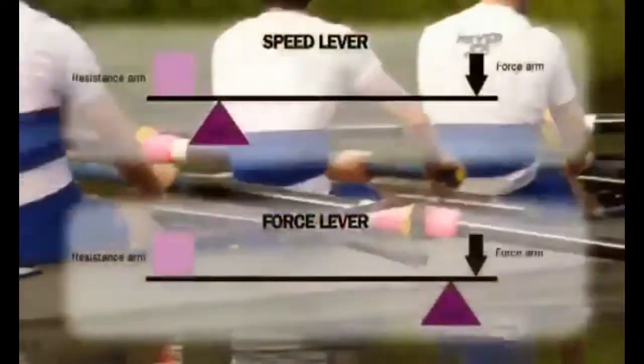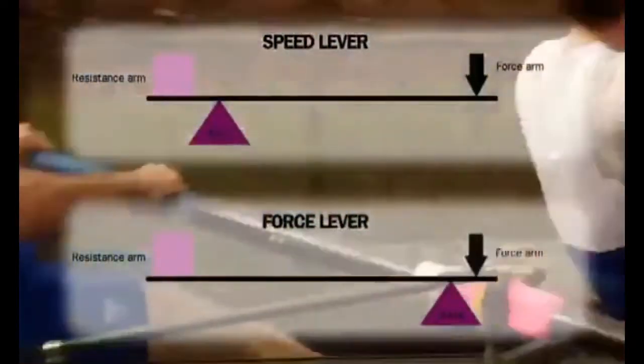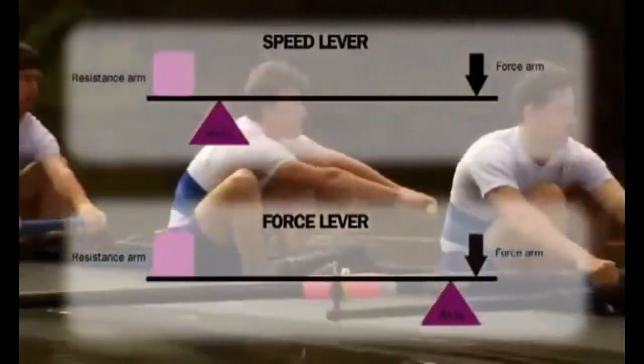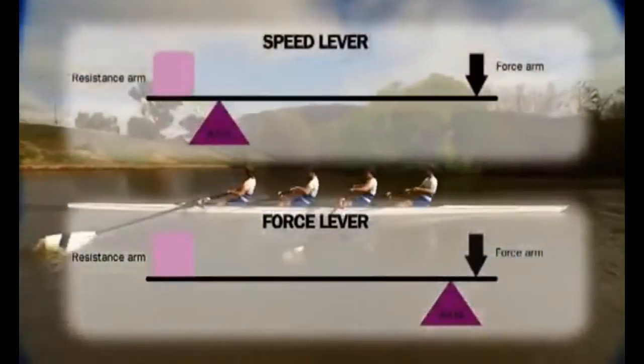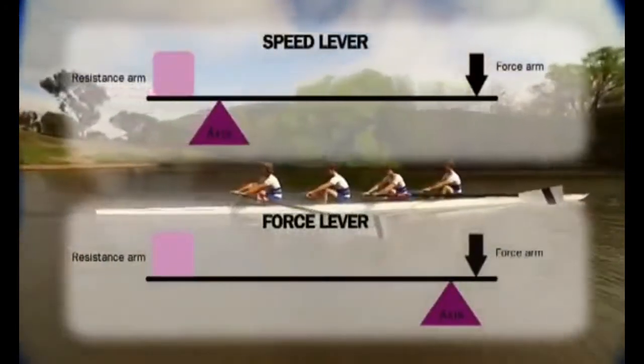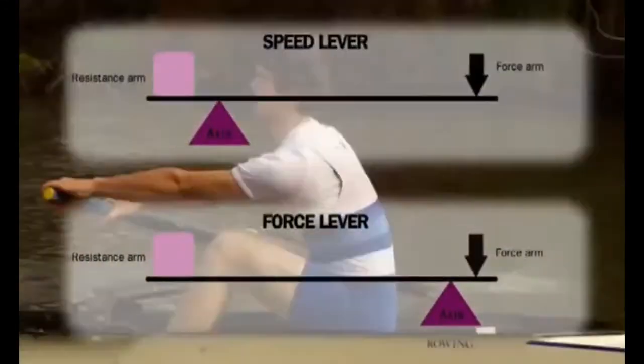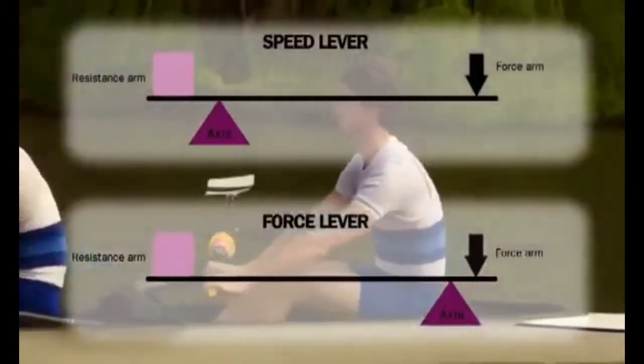The levers can either be used to increase speed or force. In rowing, the oar is a speed lever, as the outboard part of the oar is longer than the inboard part of the oar. The longer the outboard, the faster the boat can go. However, the longer the lever, the more force required by the athletes.